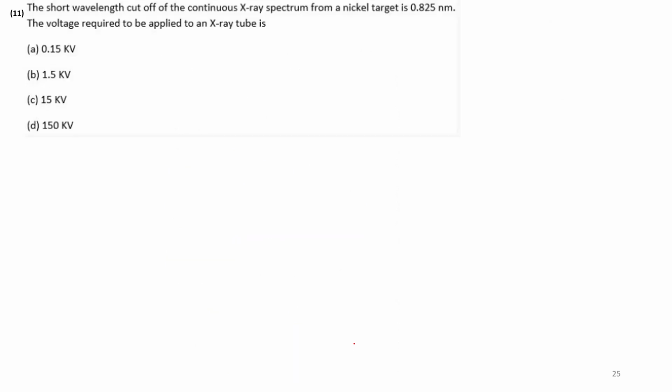Now we will go to the 11th problem. The short wavelength cutoff of the continuous X-ray spectrum from a nickel target is 0.825 nanometer, which is given here. Now, how much voltage is required to be applied to an X-ray tube?